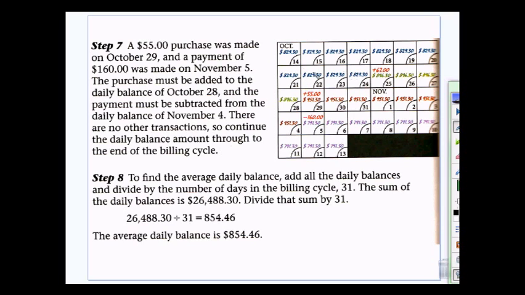Okay. We now have all of the daily balances. I can count them up now. I have, at 829.30, 1, 2, 3, 4, 5, 6, 7, 8, 9, 10, 11 days. So 11 at 829.30.